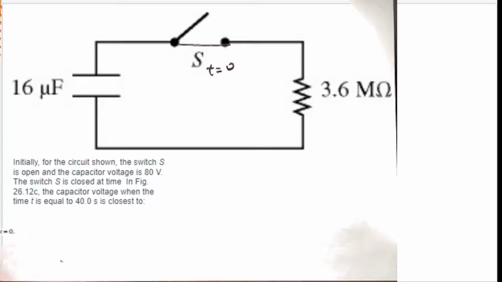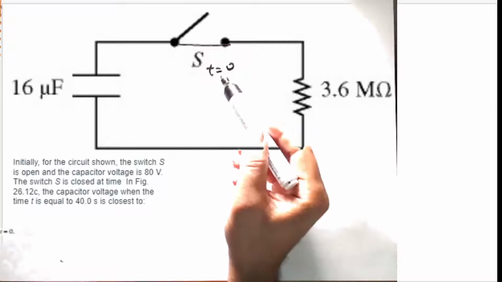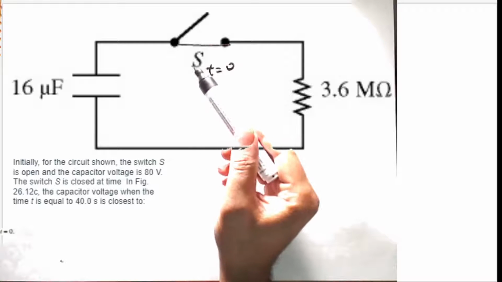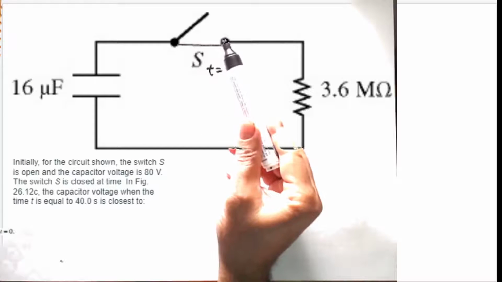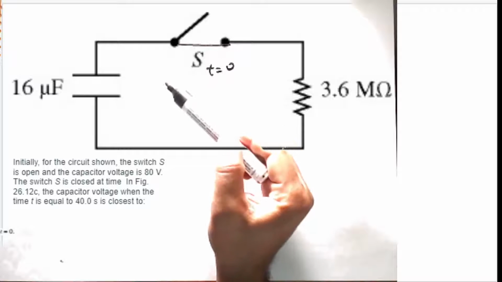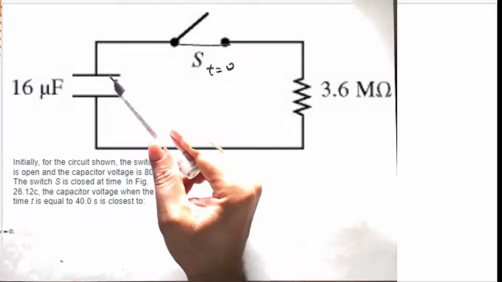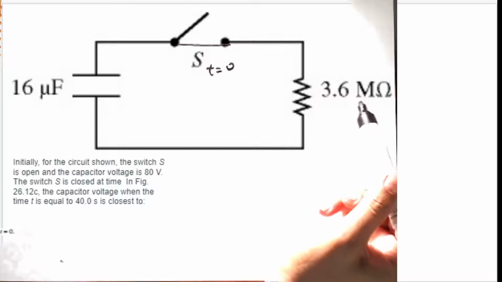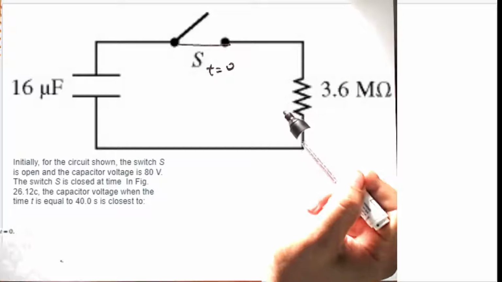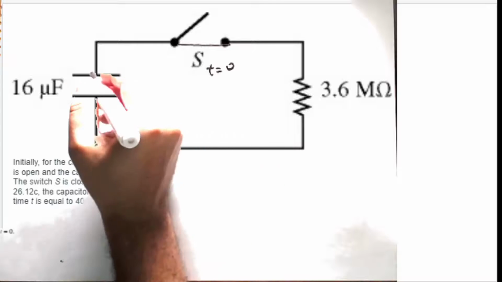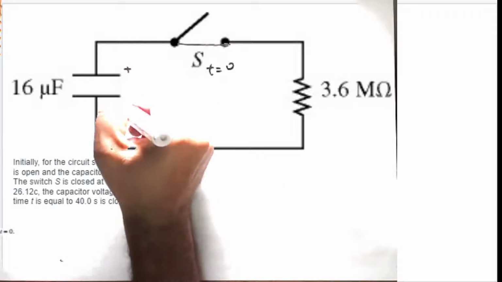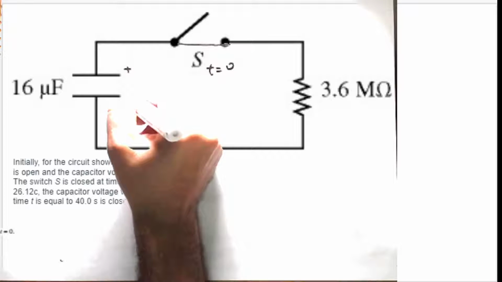When you close this circuit, the switch, what happens in the circuit? Okay, once you close the switch, the current starts flowing through both the capacitor and the 3.6 mega ohm resistor. Let's say this plate is positive and this plate is negative.